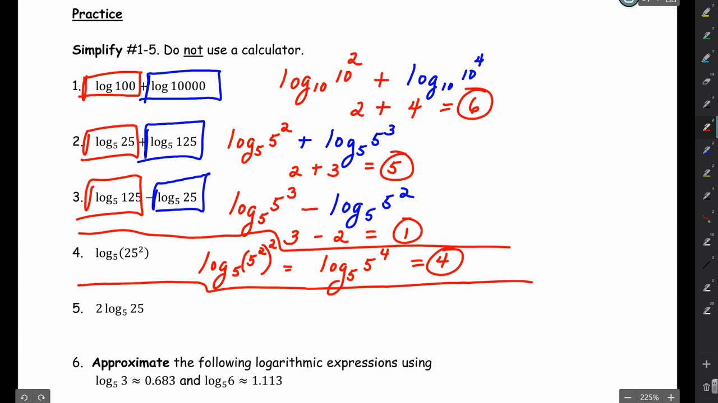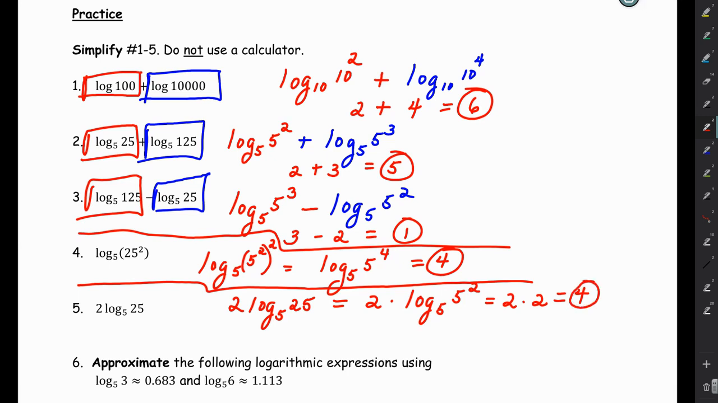I could say, well, I've got log base 5 of 25, but that 2 can come out front. And then I've got 2 times log base 5 of 5 squared. That's the same as, that 2 now can jump in front. So that's the same as 2 times 2. And that way, we also equal 4. I think the first way that I did it was easier, but you could think of it the second way as well.